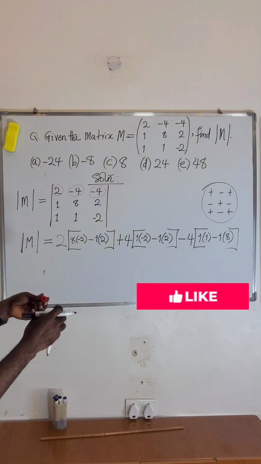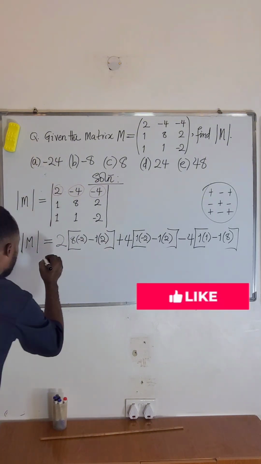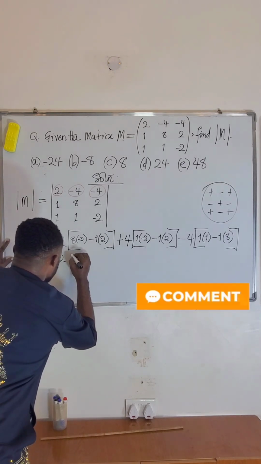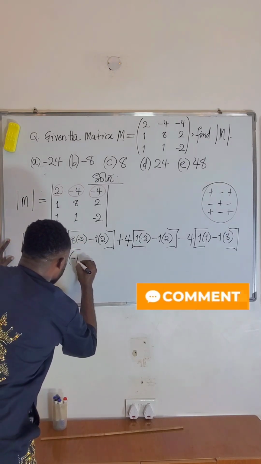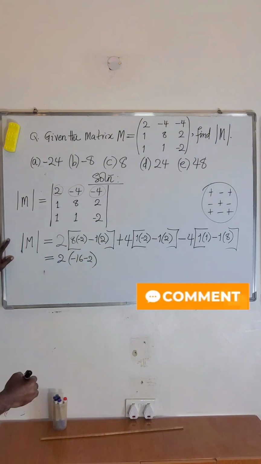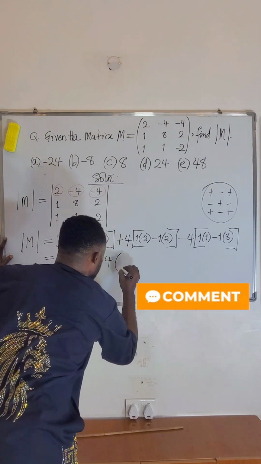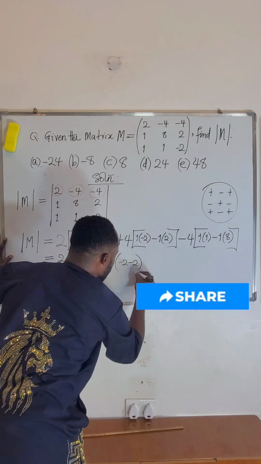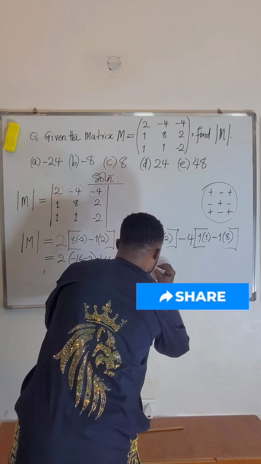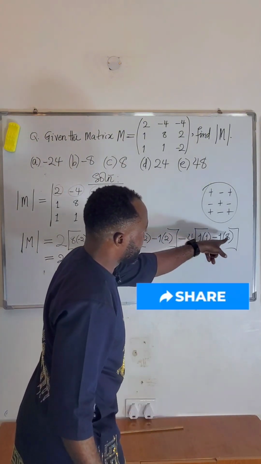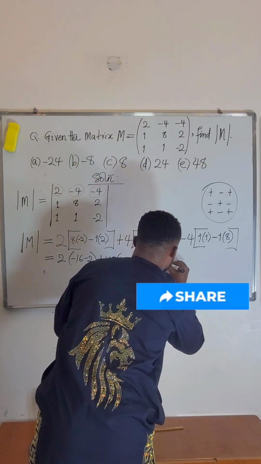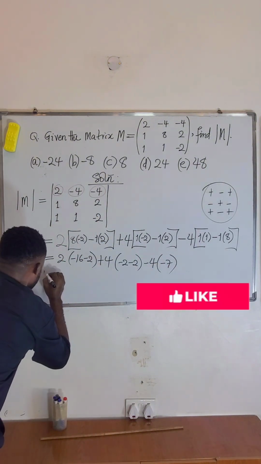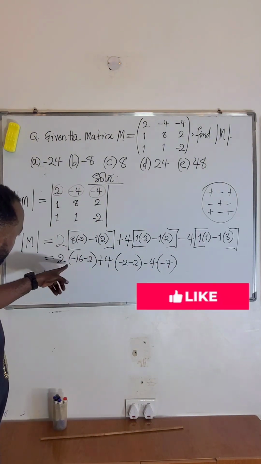As simple as that, we are now going to simplify the determinant. This will now be 2 into 8 times -2, which is -16, minus 2. Plus 4, which is this 4, into 1 times -2, which is -2, minus 2 again. We go over to this one, -4 into 1 minus 8, which is -7. So the whole of this inside is -7. For that reason, we will simplify it to the least term. This is -18.